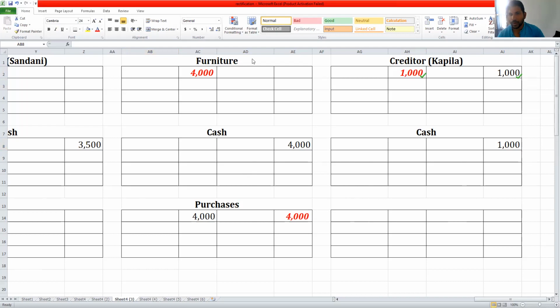But where is the debit entry required for this 1,000? In rectifying this error, I can't just debit 1,000 to the creditor's account. It has to be 2,000.